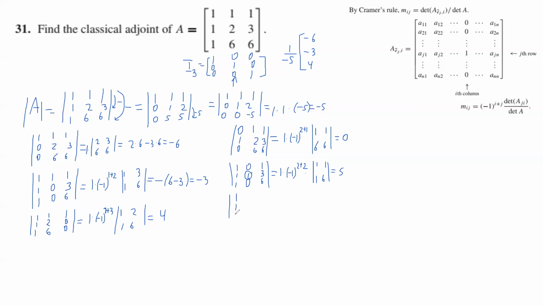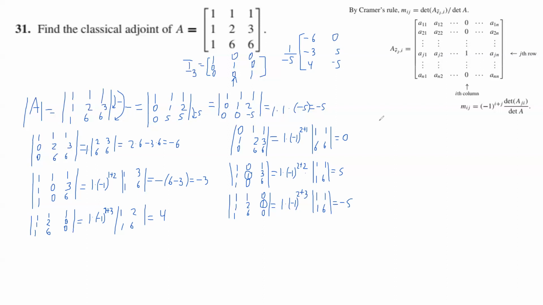And then 1, 1, 1, 1, 2, 6, 0, 1, 0. So we will select again this 1, 1 times minus 1 to the power of second row, third column, times the remaining determinant, which is the same as the previous one, but minus 5 will be the answer, because here we have 2 plus 3 is 5, and minus 1 to the 5th power will be negative. Now we found the next column, so it is 0, 5, and minus 5.